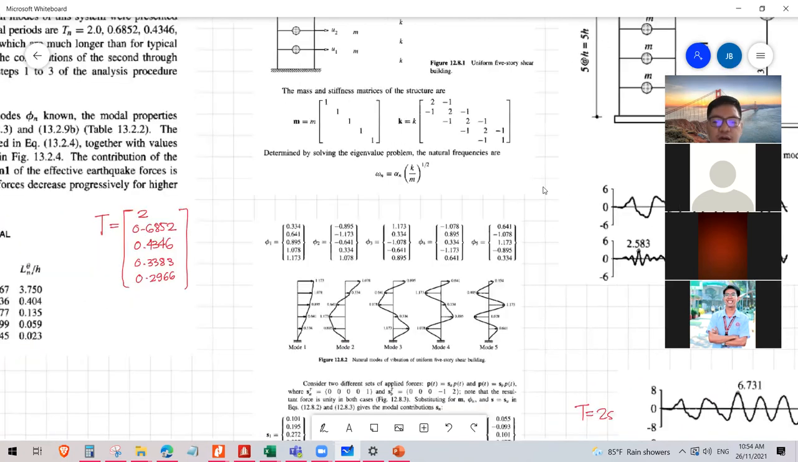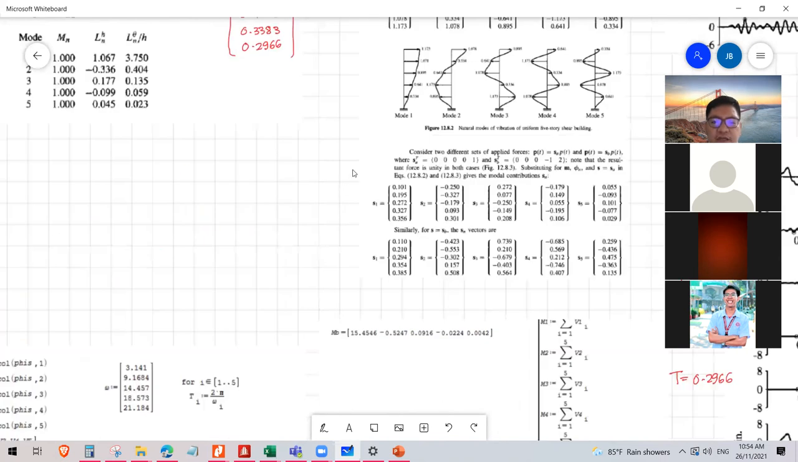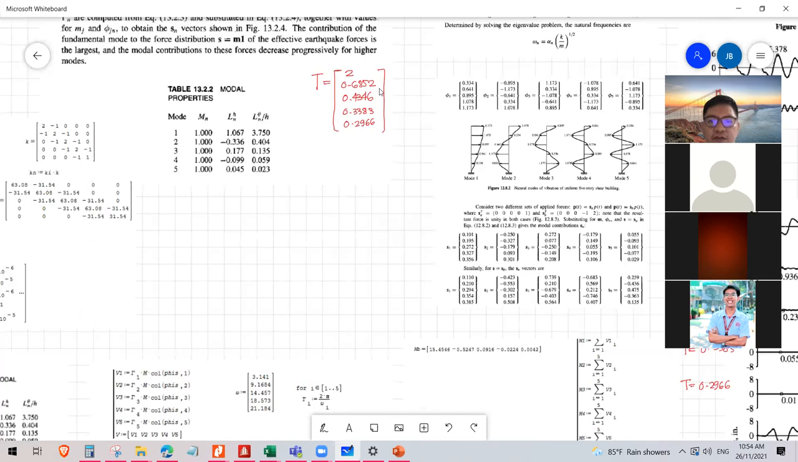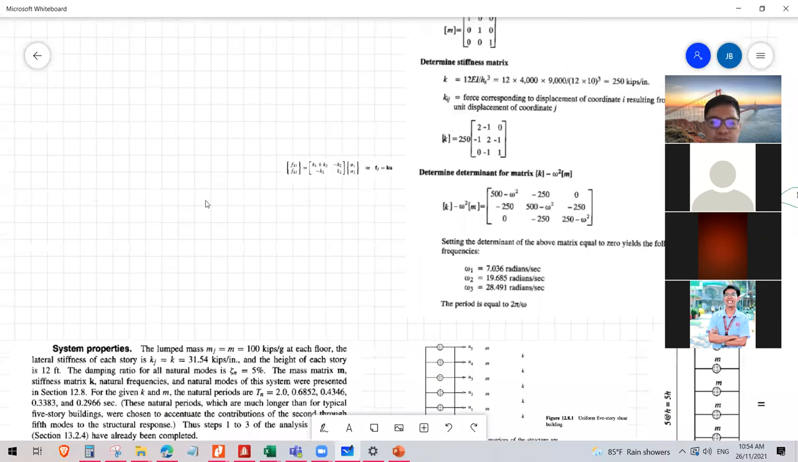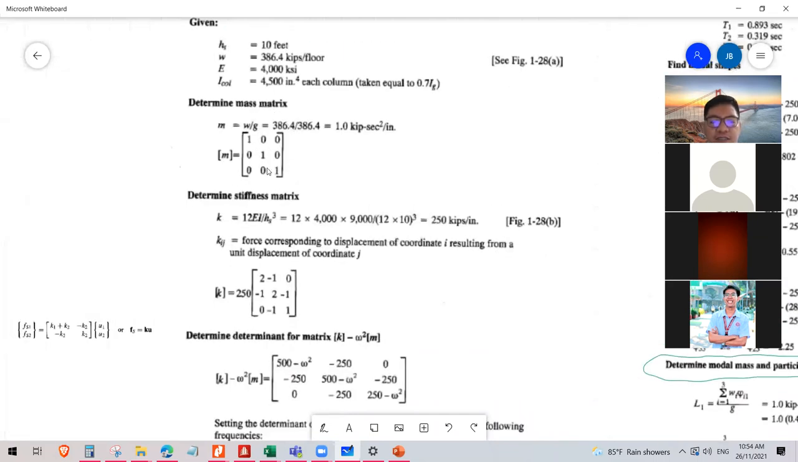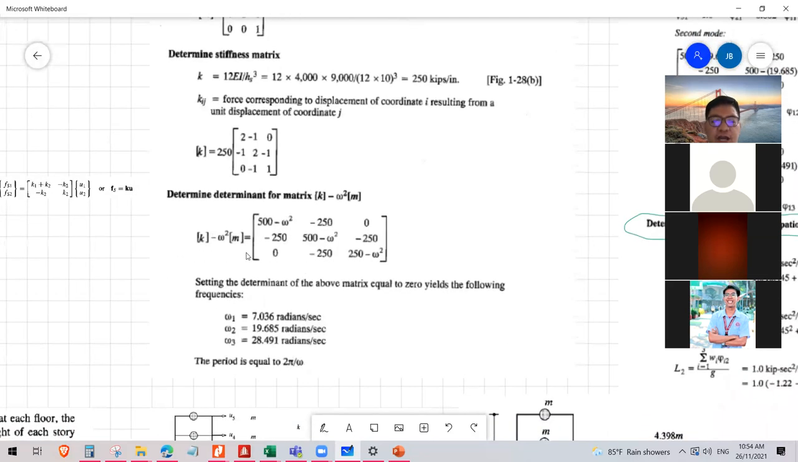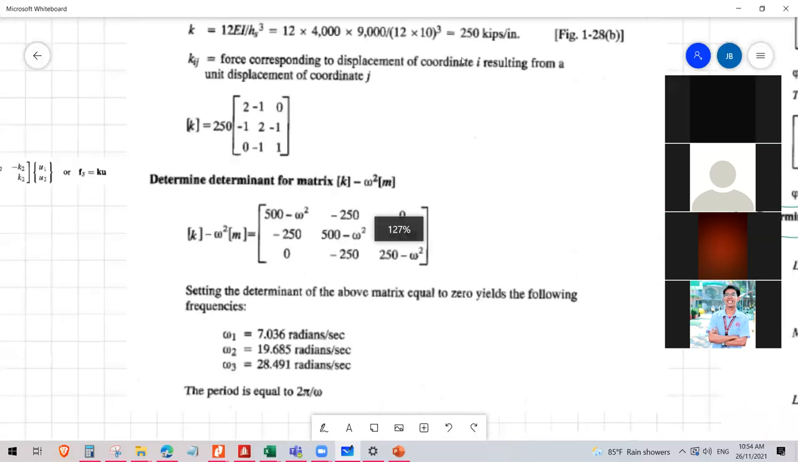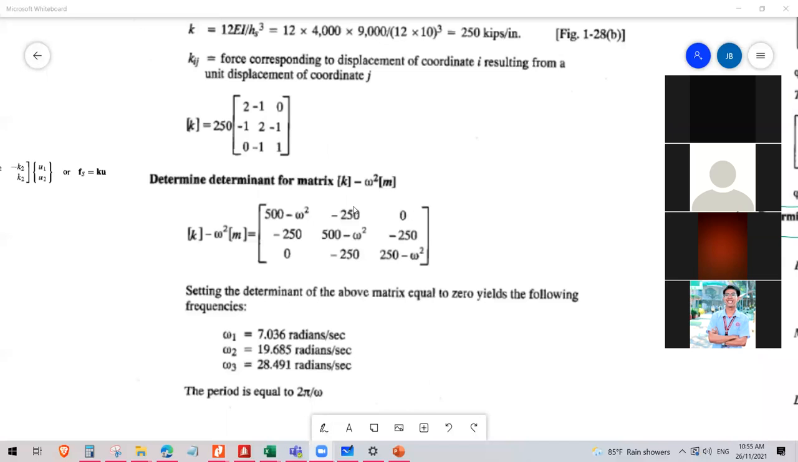Okay? So, how do we solve that? This is the sample problem. It's a 3-story: the mass matrix is laid out, then the stiffness matrix, 12 EI over H cubed. We already solved the problem using that formula, and this is the K. Since M u double dot plus K u equals 0, you just rearrange the formula, and you will come up with an eigenvalue problem.